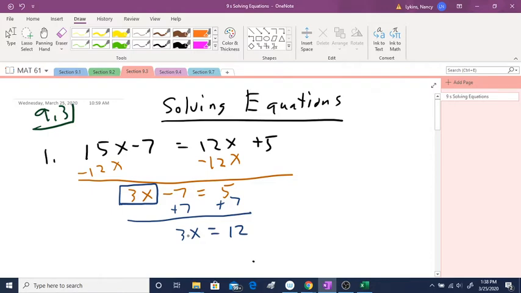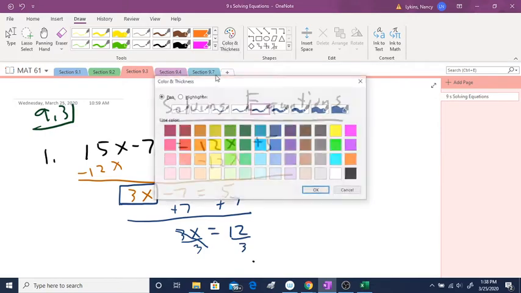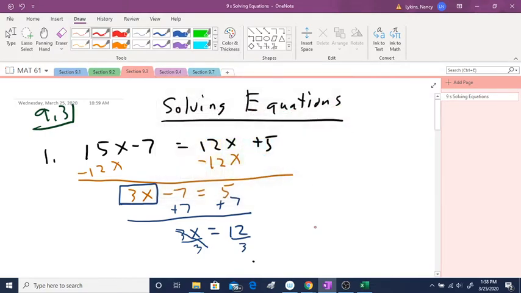Then this is 3x, or 3 times x, so you would have to divide because you want to cancel out the 3's. You have to divide on both sides. So as a result, x is 12 divided by 3, which is 4.